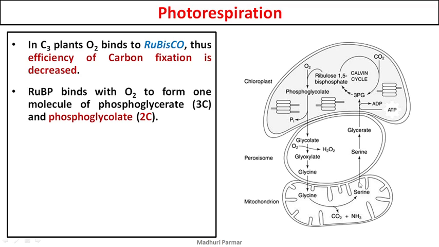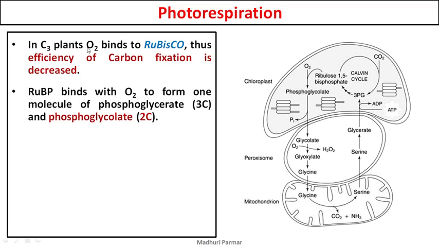Serine will again enter the peroxisome. Here it will get converted into glycerate, which is again a 3-carbon compound, and this glycerate will be converted into 3-phosphoglycerate using one ATP. So if you see, during this whole process, you are actually losing carbon dioxide. You are releasing one carbon dioxide, and also you are using ATP to synthesize this 3-phosphoglycerate. So you are losing energy, you are losing carbon dioxide during this whole process. Hence it is a futile cycle.